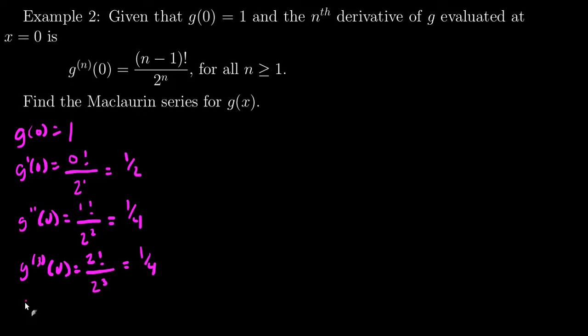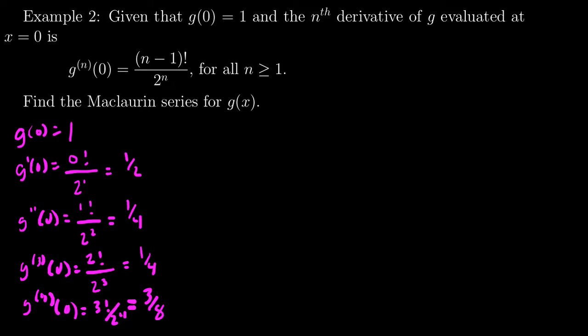I continue this process. Let me show one more factorial here. It's a little bit hard to see. So the fourth derivative, evaluated at 0, is going to be 3 factorial over 2 to the 4th. 3 factorial is 6. 2 to the 4th is going to give me 16. So this will give me 3/8.